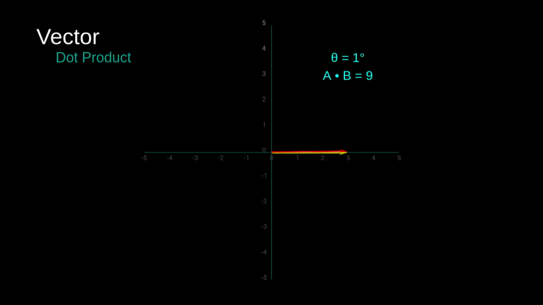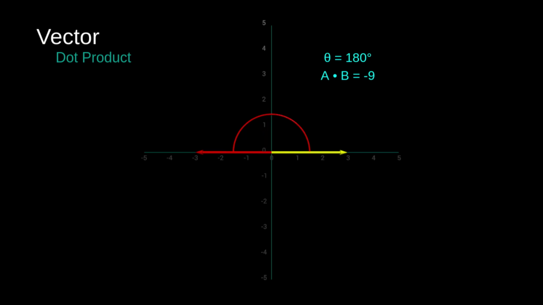When the two vectors point in the exact same direction, the dot product is at its maximum, in this case 9. As the red vector rotates toward 90 degrees, the dot product decreases until it reaches 0, when the vectors are perfectly perpendicular. As the red vector continues rotating past 90 degrees toward 180 degrees, the dot product becomes negative, meaning the vectors are now pointing in opposite directions.